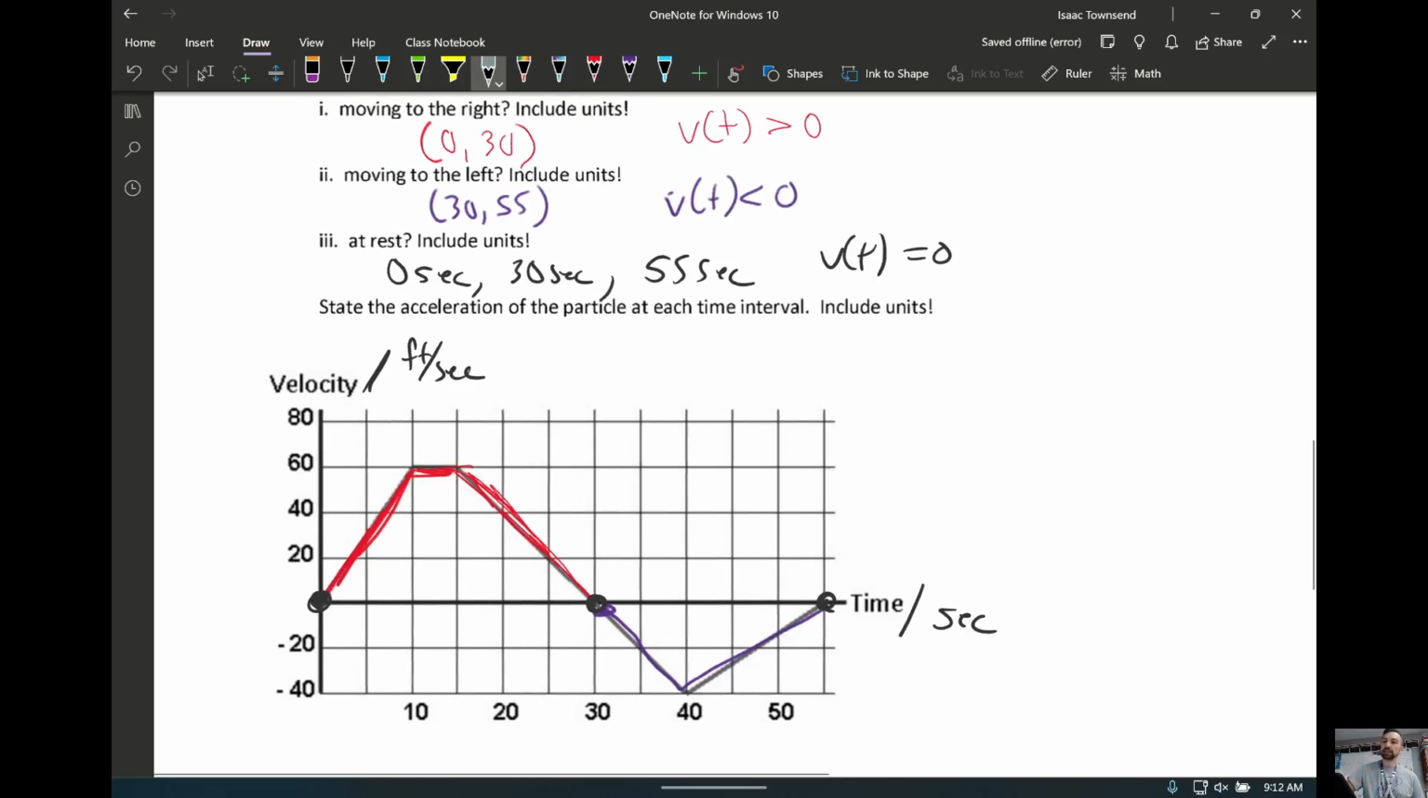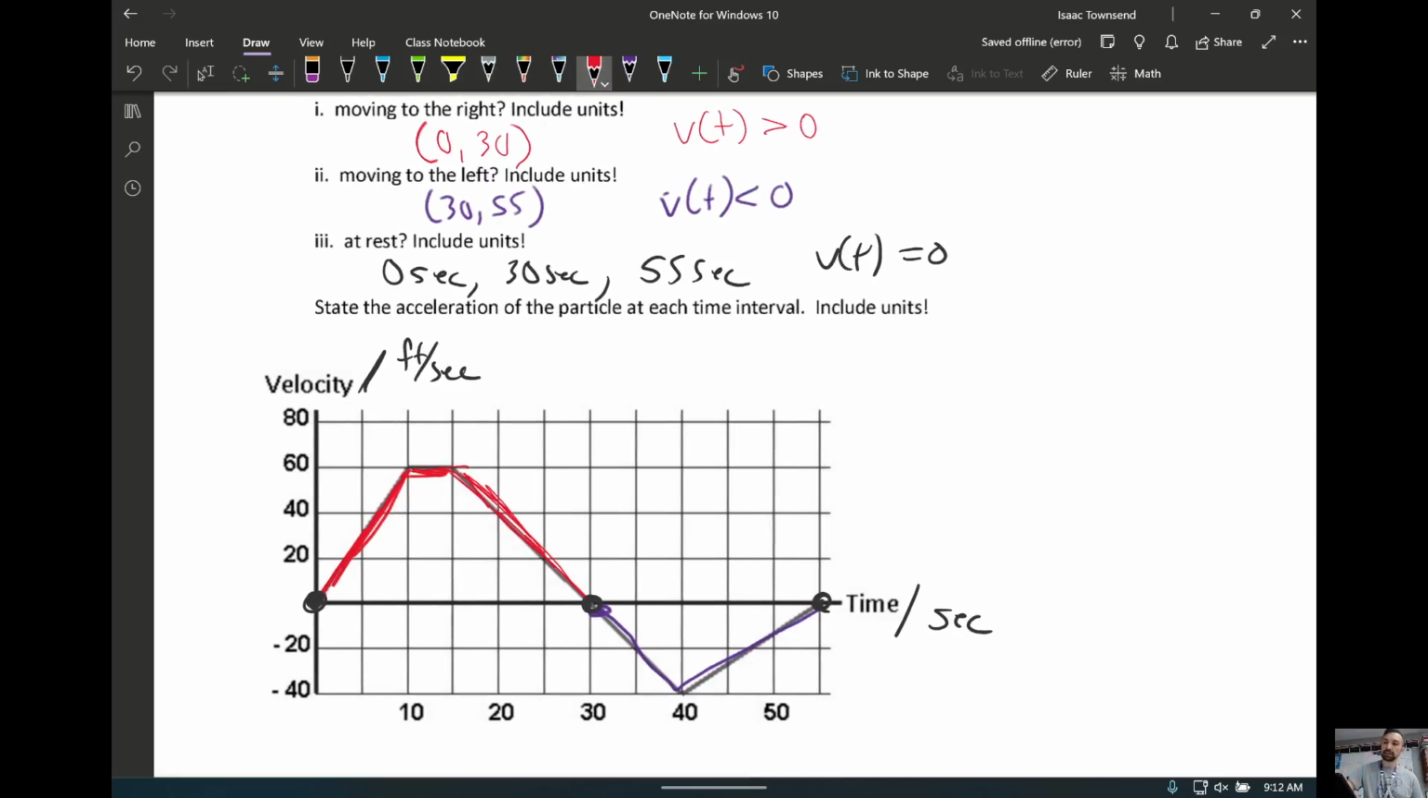Now I guess I should say up here for the unit, since it did say include units. Technically this was just velocity, and I already said velocity was feet per second. This question was about velocity, so it was feet per second also.